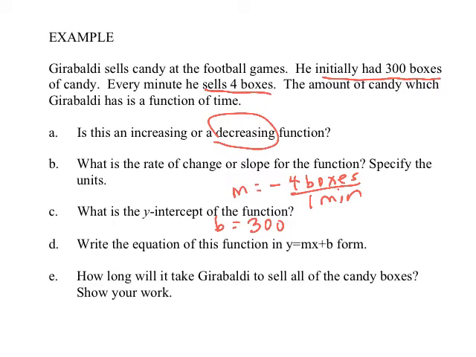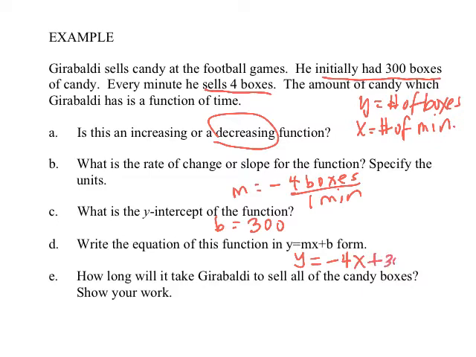So first of all, let's assign our variables. Y equals number of boxes of candy, and X equals number of minutes of time. All right, so the number of boxes of candy equals the slope times the number of minutes plus the y-intercept. Or you could think about it, he starts with 300 and every minute he sells 4 boxes. Those are the same things.